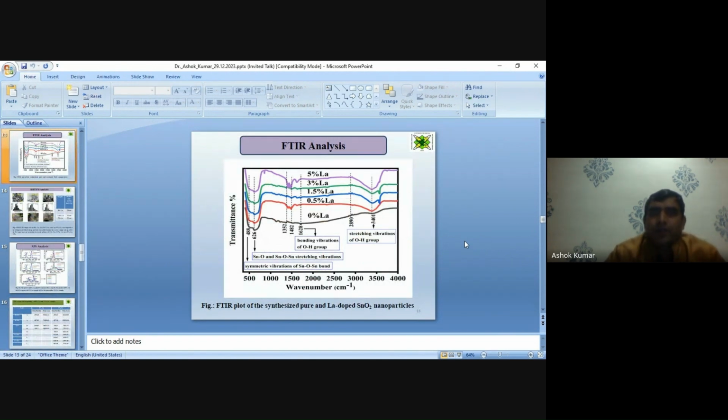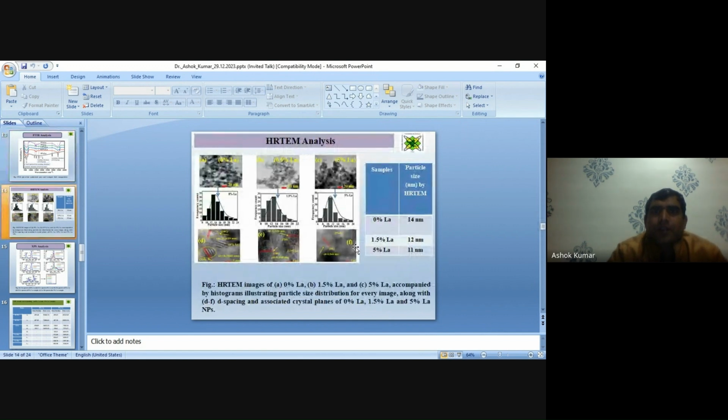The FTIR spectra show the vibrational bands corresponding to the Sn-O stretching vibrations, and there is a symmetric vibration of the Sn-O bond on the lower wave number side at 488 inverse centimeters. In addition, there are 2 or 3 bands at 3400 and 1600, which are due to stretching vibration of OH or water present in the sample. These are the TEM results.